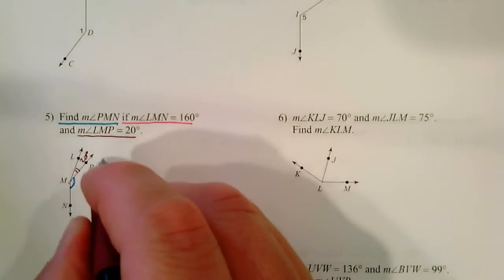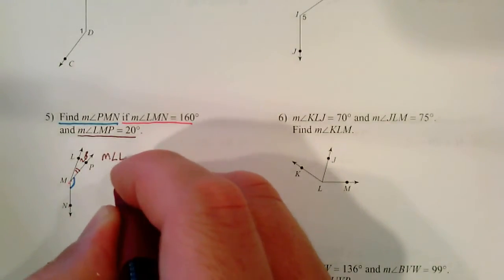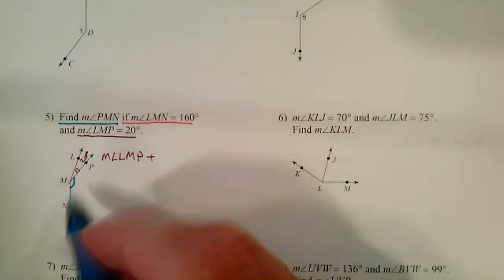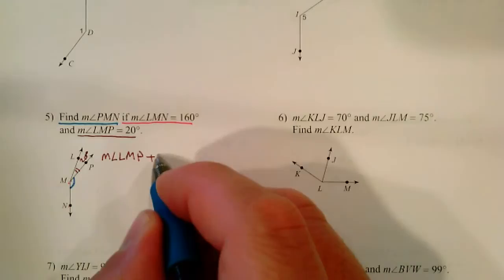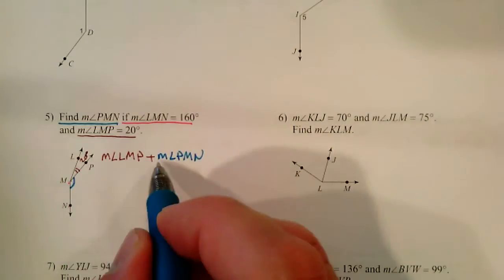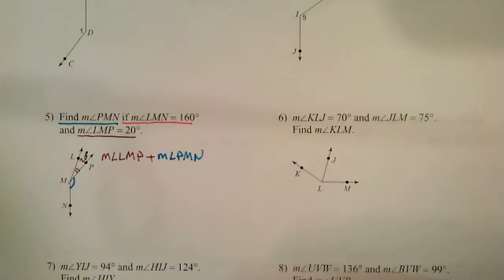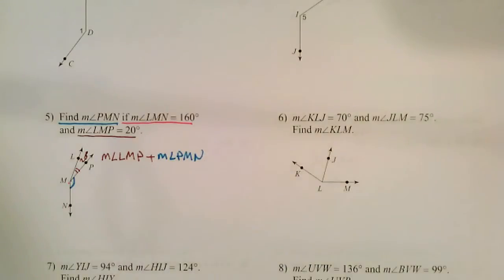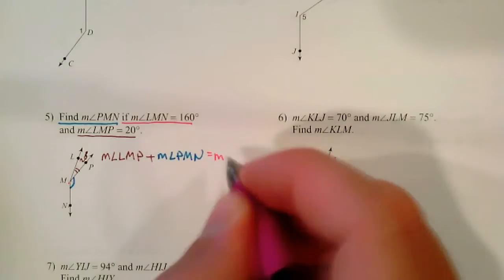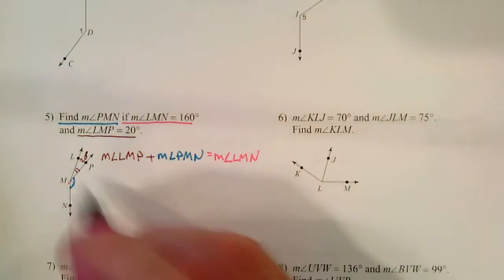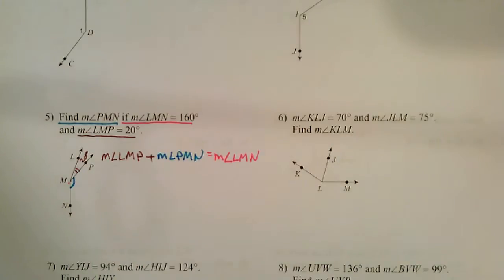And we know that if we take the measure of LMP and we add it to the measure of PMN, measure of angle PMN, and remember the little m's mean measure of. Measure of, that symbol means angle, measure of angle PMN. That all is going to equal the measure of angle LMN. That's the big angle on the outside.